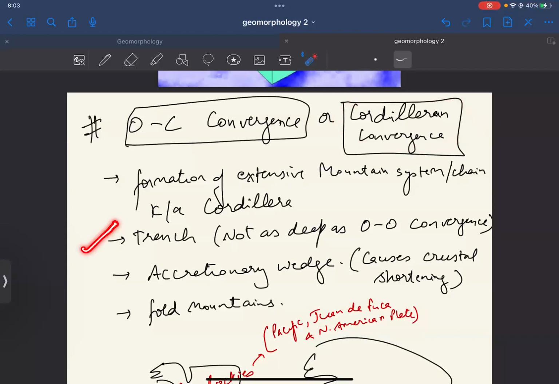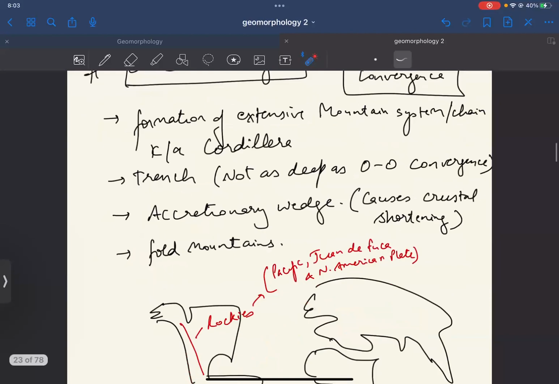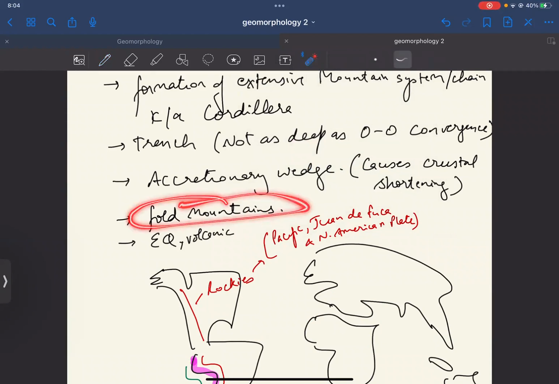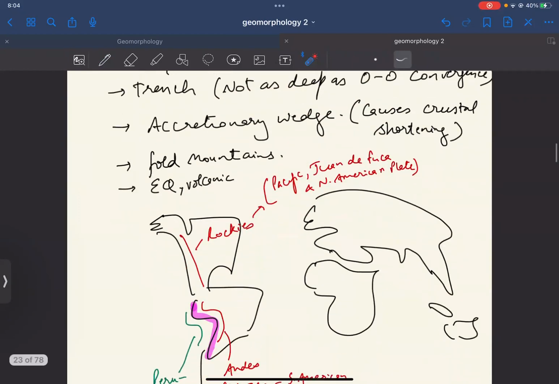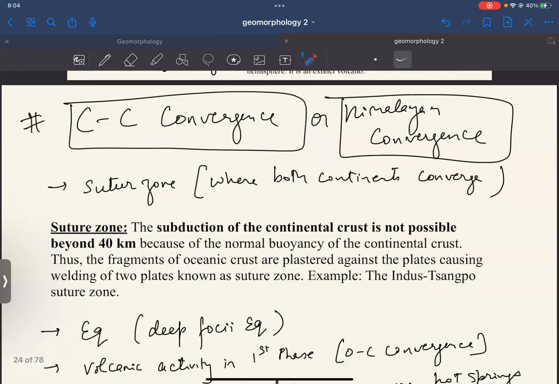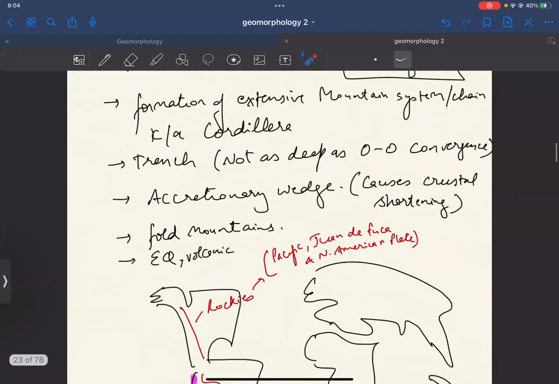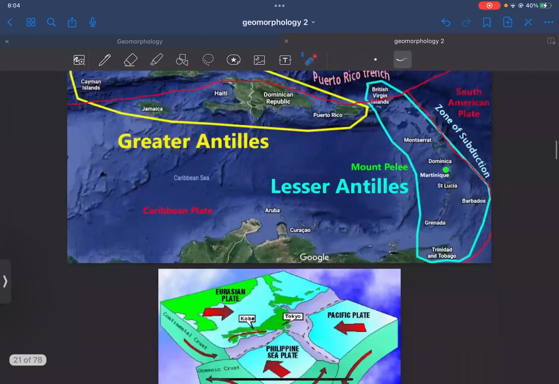Trenches are formed as in ocean-ocean convergence, but not as deep as in ocean-ocean convergence. Then mountains are formed. Earthquake activities will be taking place. Volcanic activities would be taking place. Right. Then fold mountains are formed, and also another set of mountains are formed, which are known as accretionary wedge, which is responsible for crustal shortening. So let's have a look at how it is. It will look in the same way, just instead of oceanic plate over here you just write continental plate.